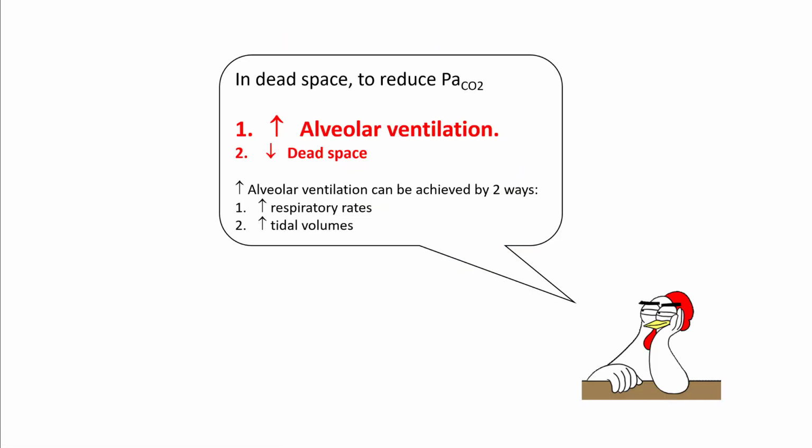So if you are dealing with dead space, to reduce the carbon dioxide levels in the system, you have to increase the alveolar ventilation, or you can decrease the amount of dead space. To increase the alveolar ventilation, you can only do it in two ways. Either you can increase the respiratory rate or you can increase the tidal volume. So let's see how these two parameters affect your alveolar ventilation.